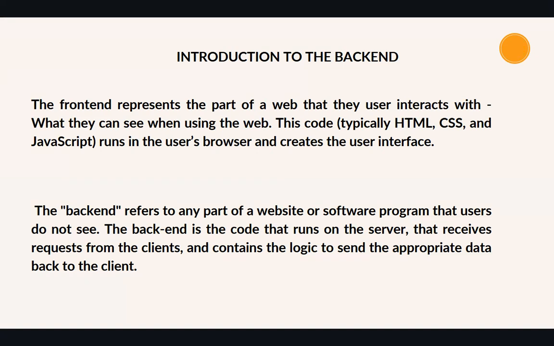Now, the backend on the other side is what is going on behind the scenes. It is the part of your application where the user is not directly interacting. The backend is the code that runs on the server. It receives requests from the client, and then it contains some logic to send the appropriate data that they are requesting back to the client. So the main difference is that the front end is what you directly see and interact with, and the backend is what is going on behind the scenes that the user does not directly interact with, but it has some effect on whatever is going on the front end.